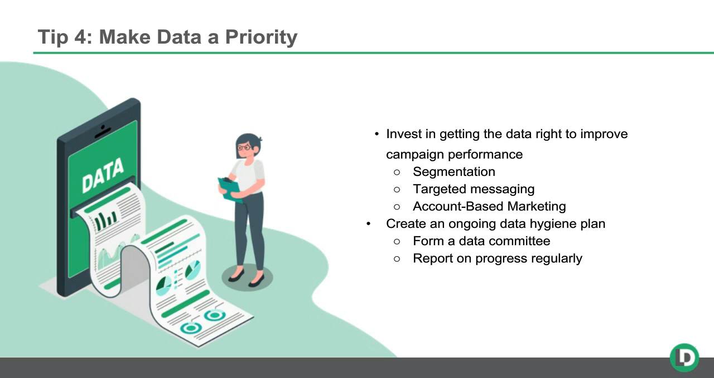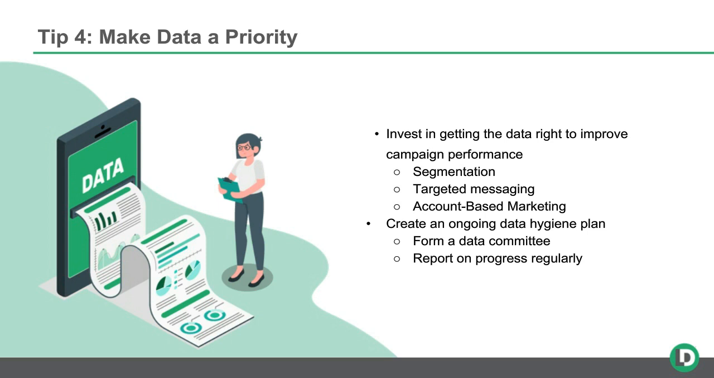So for example, segmentation. When you're trying to pull a list, if you're able to pull in data of people who have recently responded, or people who are active in the last 12 months, that's going to give you higher engagement rates in your emails. Once you have that list and you want to do some targeted messaging, maybe you want to write to a certain industry or write to a certain level or a certain persona. If you don't have the right data, you're going to be off in terms of your messaging. And then, of course, anything account-based marketing relies on good data.